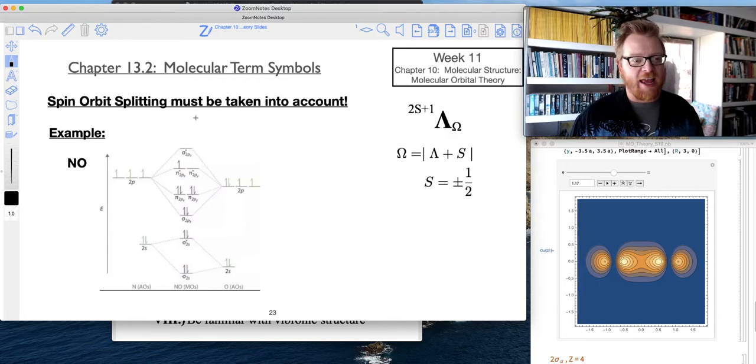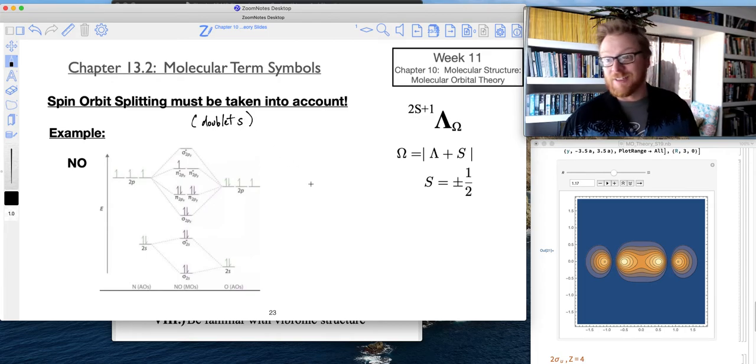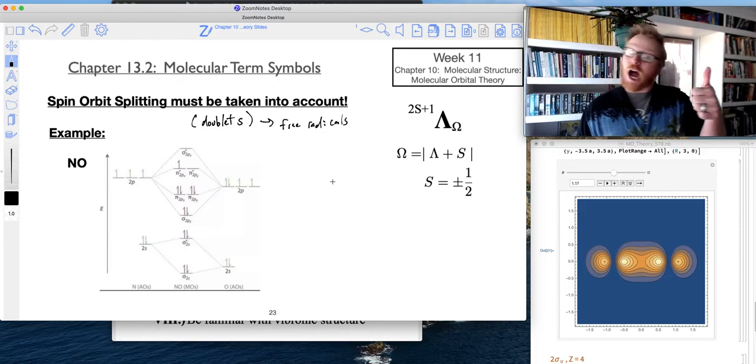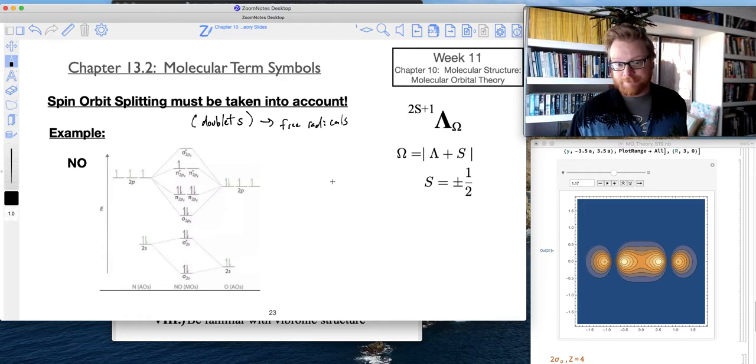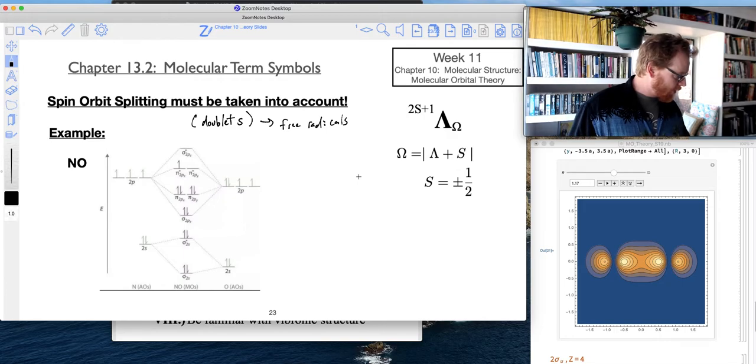But one last term symbol operation to describe, and this is for when spin-orbit splitting must be taken into account, which is going to be predominantly for doublet states. And hopefully you recognize right now, doublet states are often free radicals, right? Because a doublet state is one unpaired electron, and it's a doublet because it can be up or down. Okay, so let's go through this NO example.